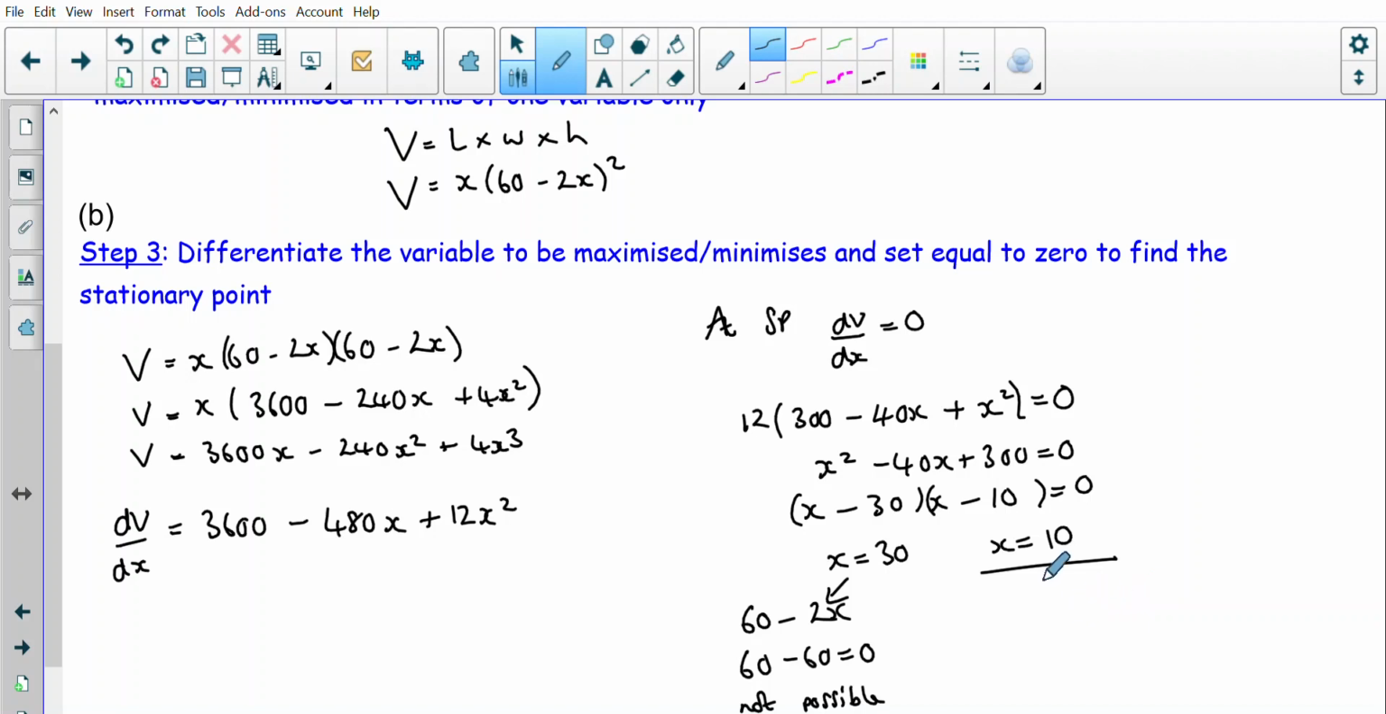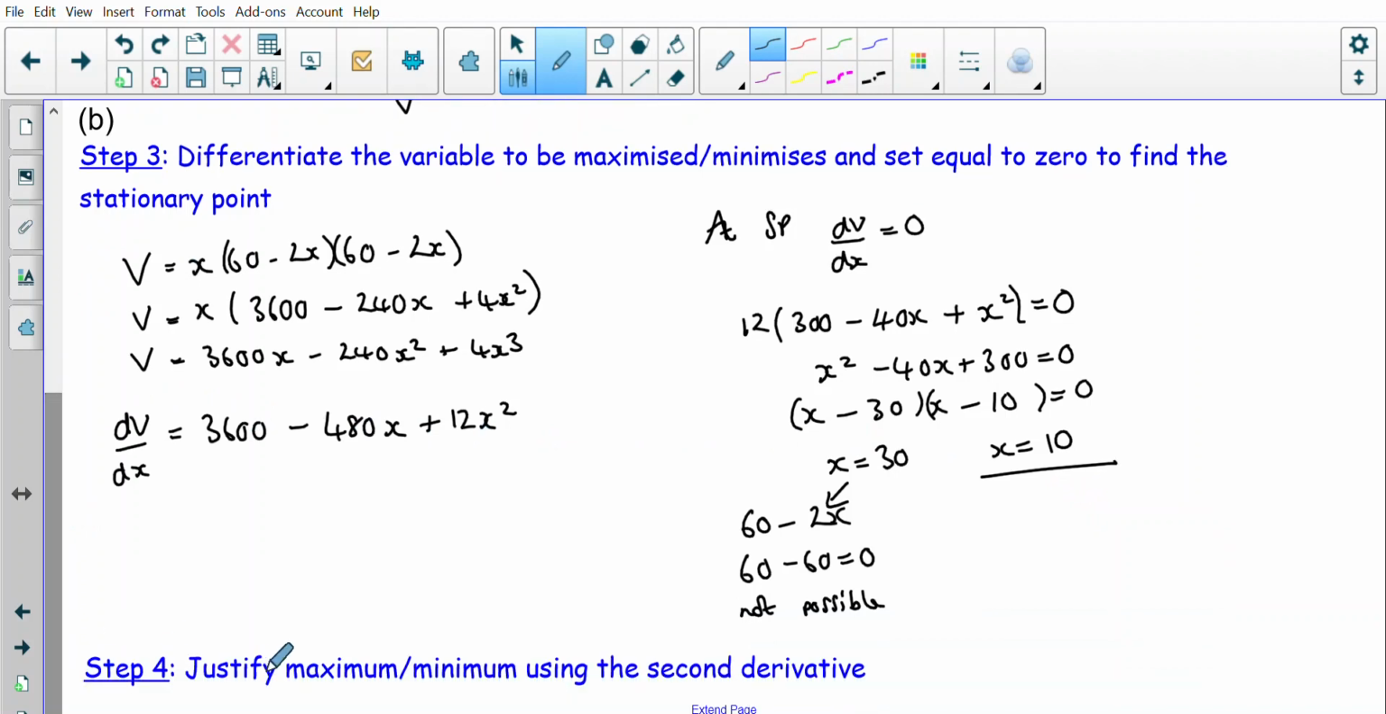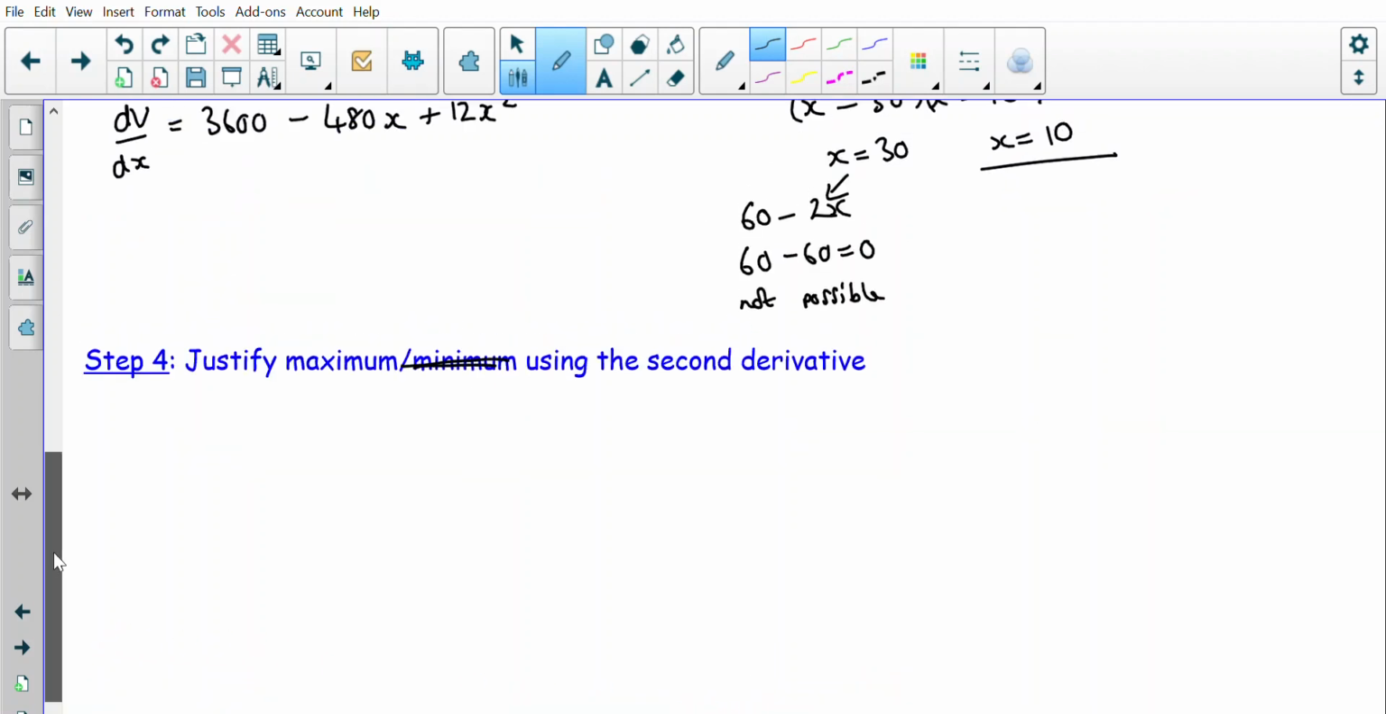So the final thing we have to do is justify whether the value of x we found gives the maximum or the minimum, depending on what the question's asked for. So in this question, it's asked for the maximum volume. So we're going to justify that x equals 10 does indeed give us a maximum volume, and to do that, we're going to use the second derivative.